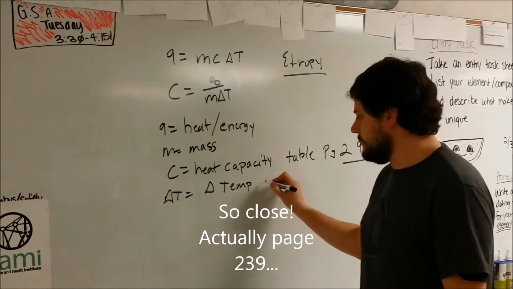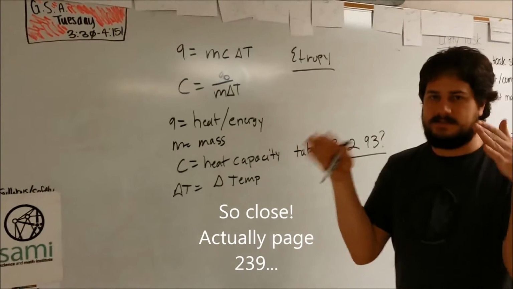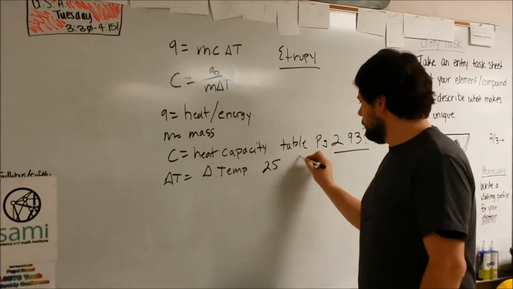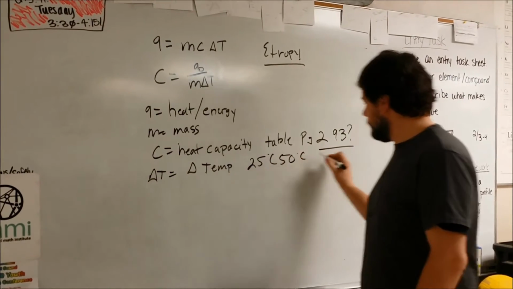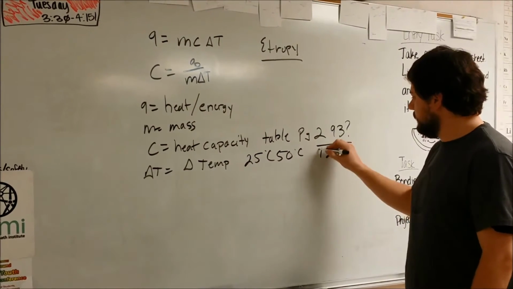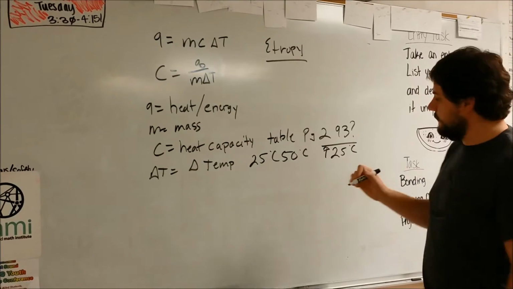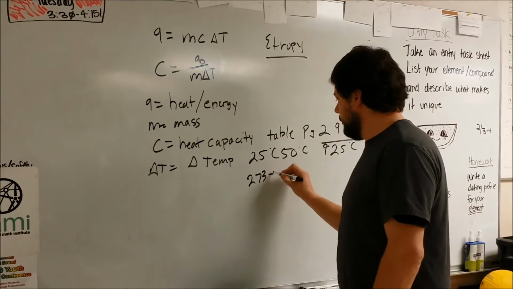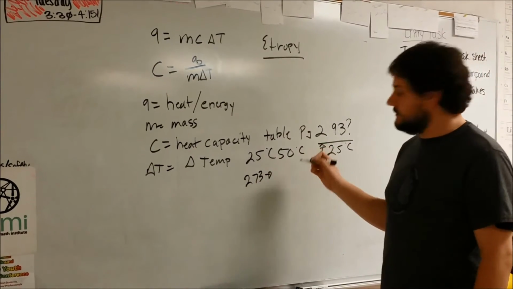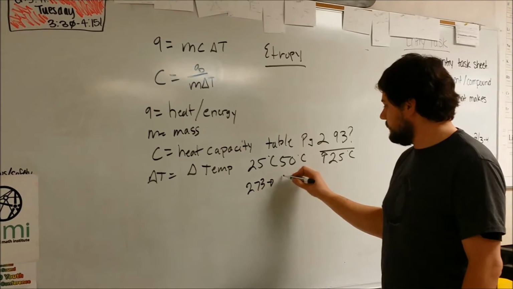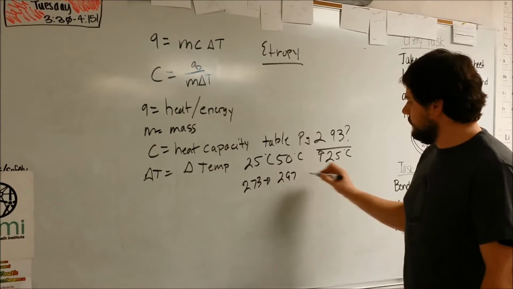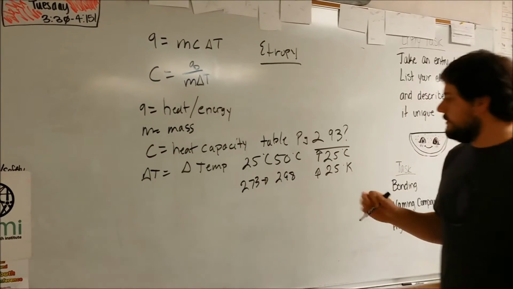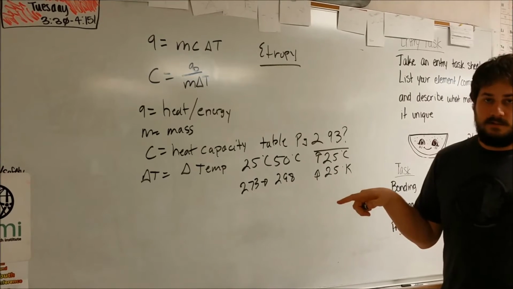Another thing to know about change in temperature: because the Kelvin scale and the Celsius scale are the same size, if we go from 25 to 50 degrees C, that's an increase of 25 degrees. But you could also go from 273 up to 298, which is also an increase of 25 Kelvin. Since they're on the same scale, you can use either.